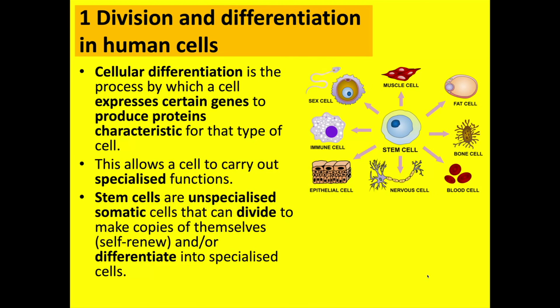Okay, so it's the process by which a cell expresses certain genes to produce the proteins that are characteristic for that cell type. So, for example, a red blood cell will not express the gene for a nucleus because it does not have a nucleus. However, it will express the genes that will give it a biconcave shape. So it only expresses the genes that will produce proteins that are characteristic for that cell type. And that's going to vary depending on the specific cell type that the body is looking to differentiate into. This allows the cell to carry out whatever specialized function it has.